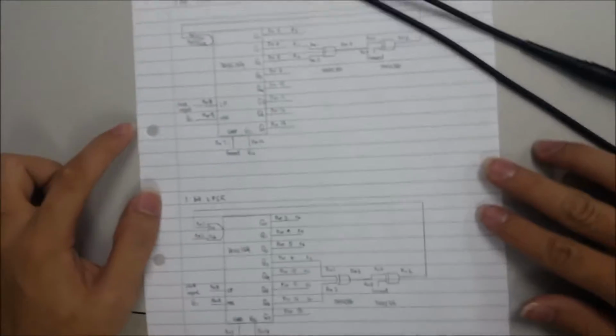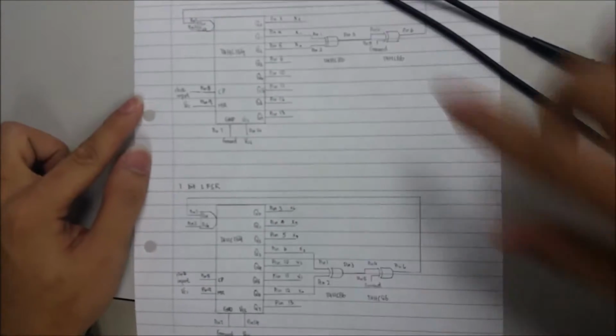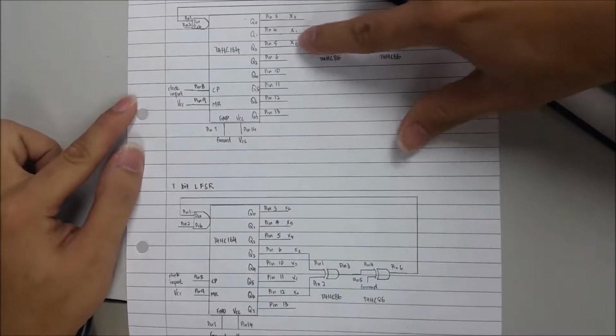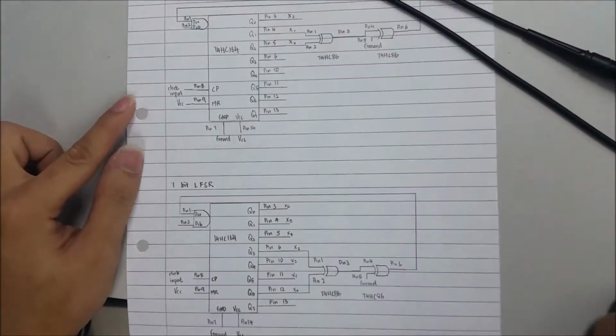We are doing the second part of part 2. This is our 7-bit linear feedback shift register. So we are changing only 2 wires, which are X1 from pin 4 to pin 6 and X0 from pin 5 to pin 12. So this is our design, and this is our graph obtained.